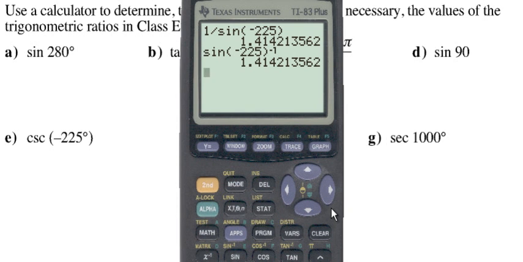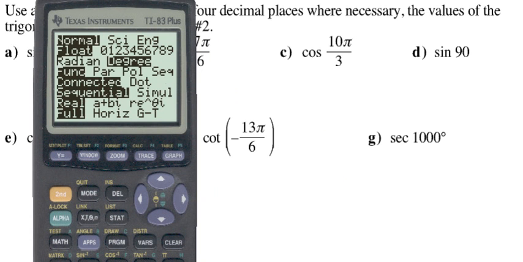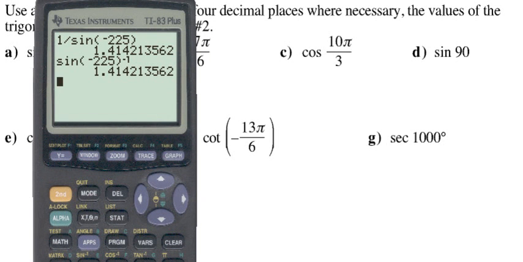Cotangent minus 13 pi by 6. This is apparently in radians, since there is no degree symbol on it. Now cotangent we don't have, so tangent minus 13 pi divided by 6, close bracket, reciprocal, there we go, minus 1.73. That looks like minus root 3 to me. Or if you don't want to do the reciprocal thing, you can do 1 divided by the tangent of minus 13 pi divided by 6. Same result.